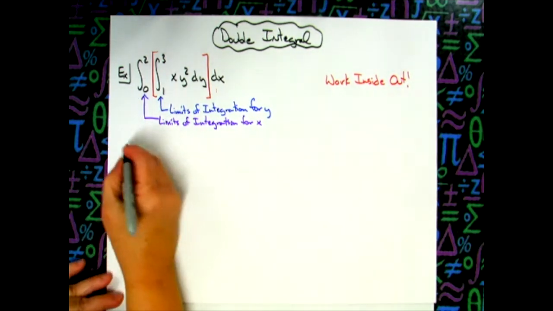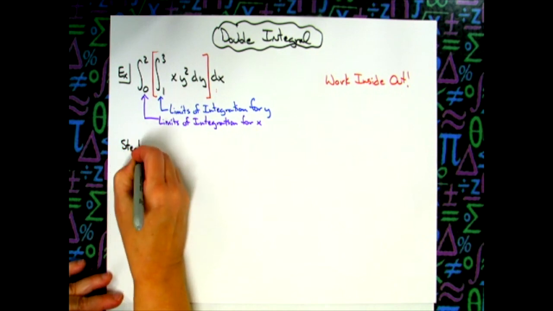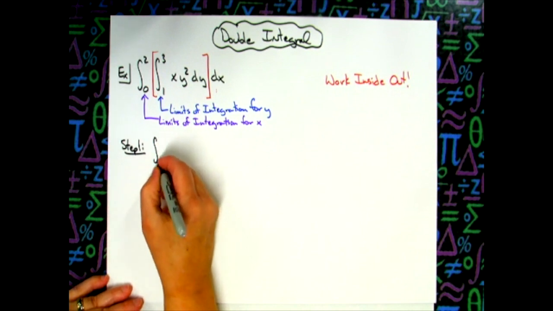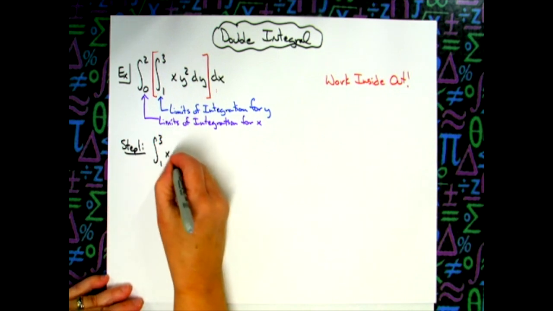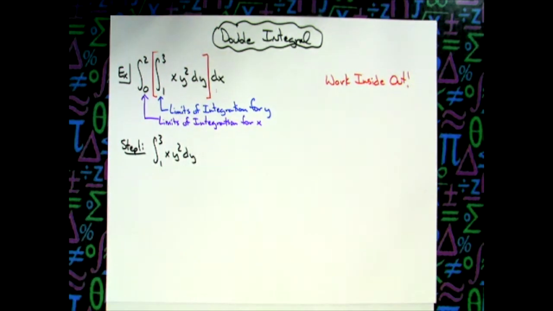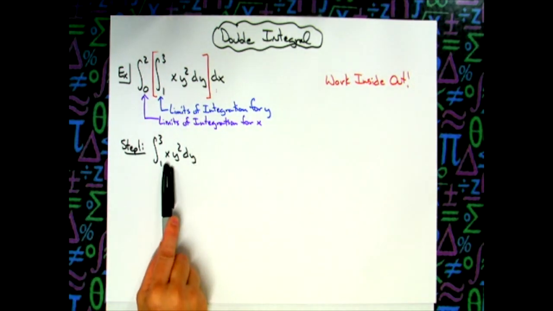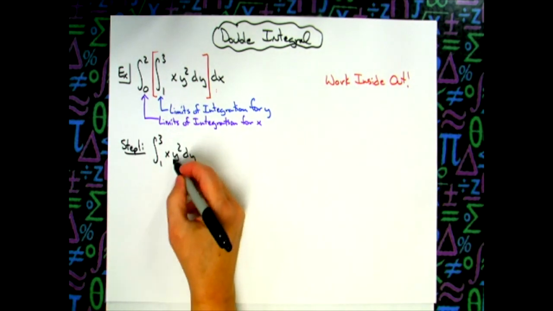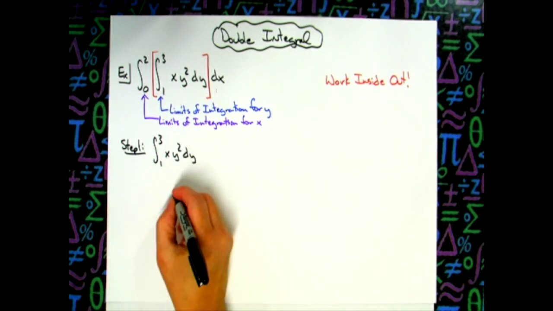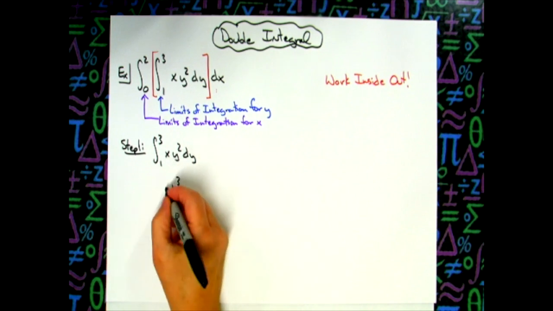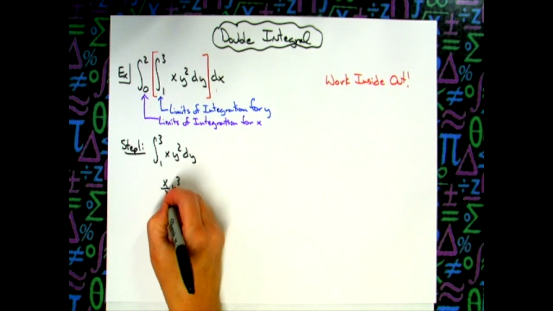So step 1, working on that inside out. We're going to take a look at the integral from 1 to 3 of x y squared dy. So we are integrating in terms of y, which means this x here is going to be treated just like a constant or a number. It is a straight integration here, so nothing fancy. We're just going to add 1 to the exponent, so we'll have a y to the third. Now, if this is a constant, then we'll just divide by that 3, so x over 3.